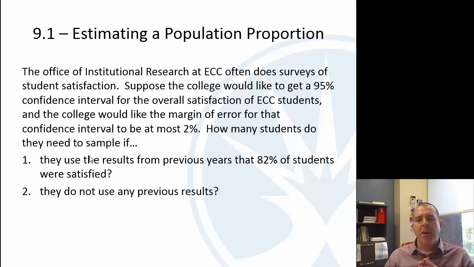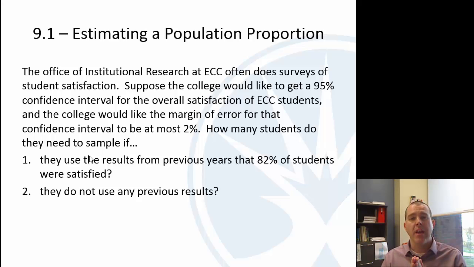All right, so let's do an example here. We've got this information about the Office of Institutional Research at ECC. We do lots of surveys of students, and one that we do, I think, every year is student satisfaction. So suppose we want to get a 95% confidence interval for the overall satisfaction. We want to be really certain. We want that margin of error of our poll to be at most 2%.